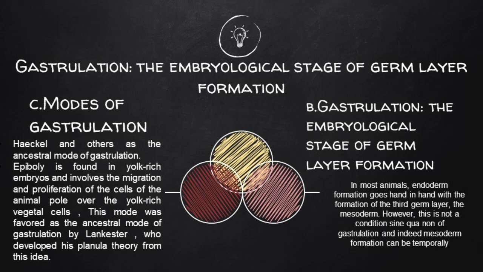And next we talk about B. Gastrulation, the embryological stage of germ layer formation. In most animals, endoderm formation goes hand in hand with the formation of the third germ layer, the mesoderm. However, it's not a condicio sine qua non of gastrulation, and indeed mesoderm formation can be temporally separate.